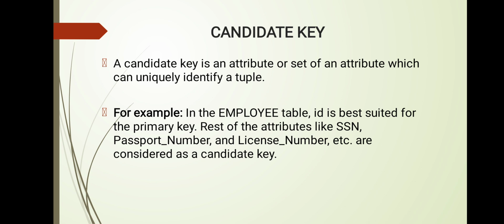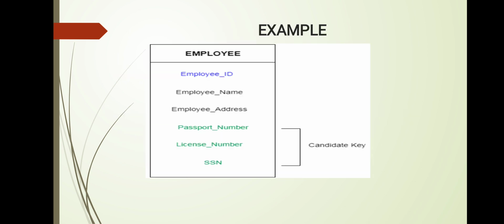Next, candidate key. A candidate key is an attribute or set of attributes which can uniquely identify a tuple. The remaining attributes except for the primary key are considered as candidate keys. The candidate keys are as strong as the primary key. For example, in the employee table, ID is best suited for the primary key. The rest of the attributes are the candidate keys. Look at this table.